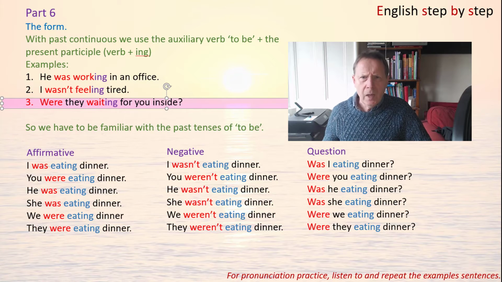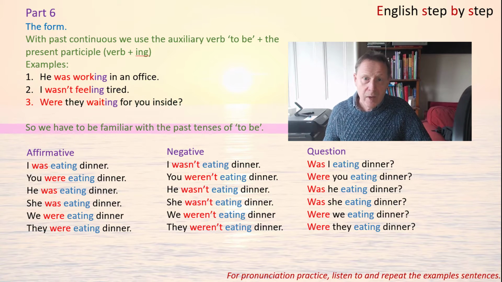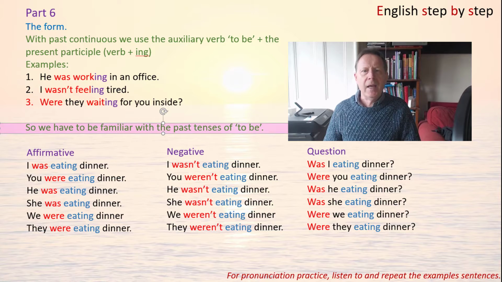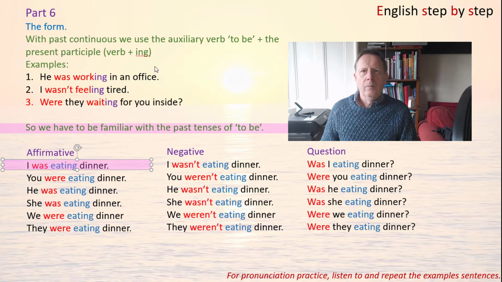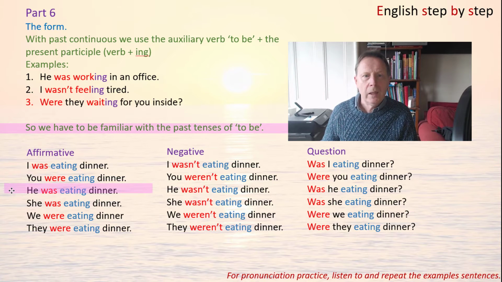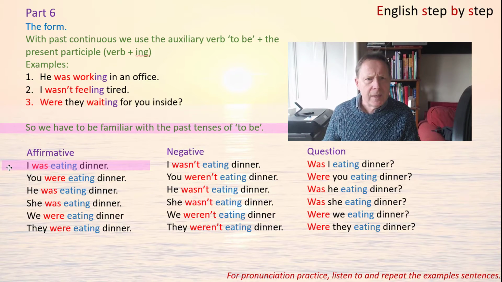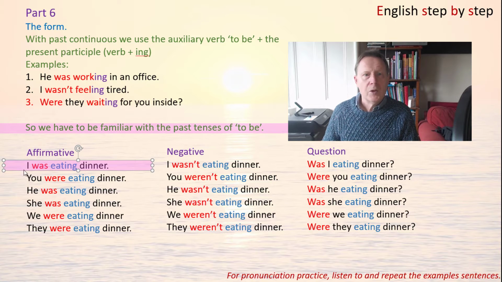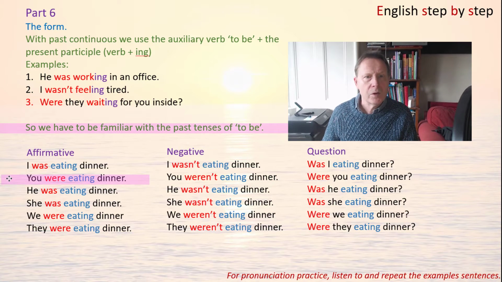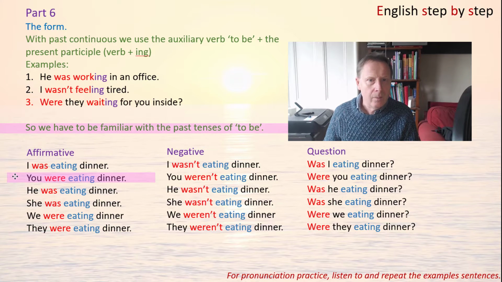So, in order to make the auxiliary verb, we have to be familiar with the past tense of to be. In the affirmative, we have I was, you were, he was, she was, we were, they were. So you can see it's quite easy to see the difference. So there are only 2 variations, was and were.